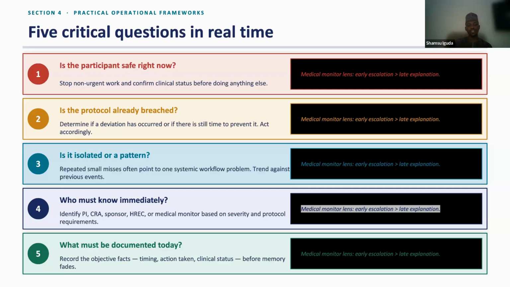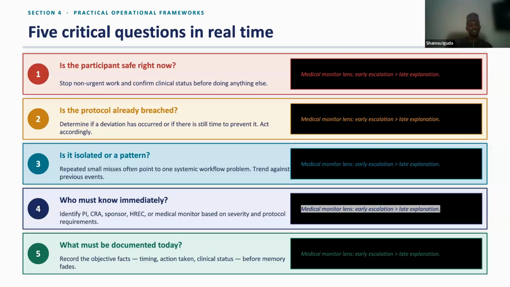So question 4 is: who must know immediately? Who are you going to report or escalate to? The answer depends entirely on what you determined in question 1, and that is safety. A minor isolated event with no safety impact needs to be communicated to the PI, and it has to be documented in your local log. A major deviation affecting safety or primary data must be escalated to the sponsor's CRA within the agreed time frame, which is usually 24 to 48 hours.